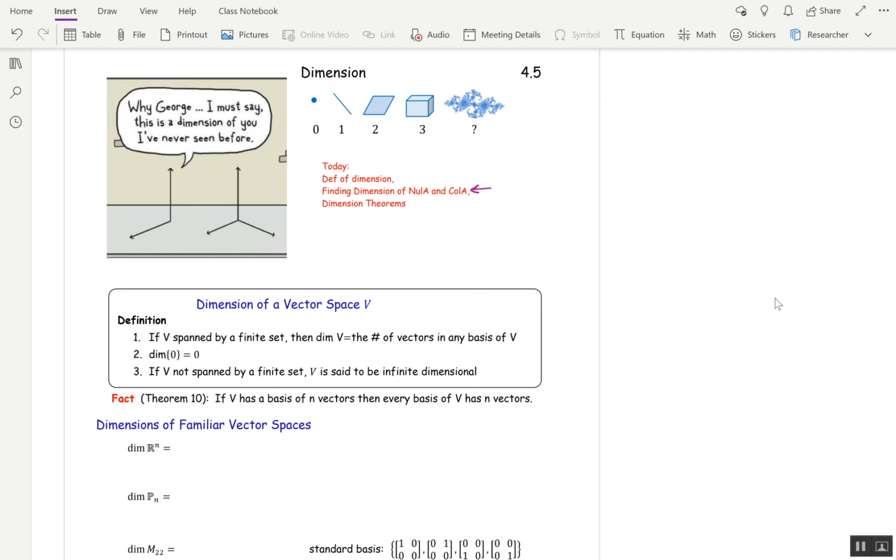Welcome to a lecture on dimension. Today we're going to define the dimension of a vector space and then work on finding the dimensions of null A and col A, and then do a couple of dimension theorems.